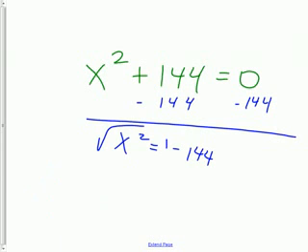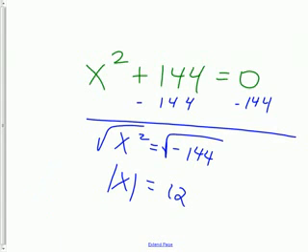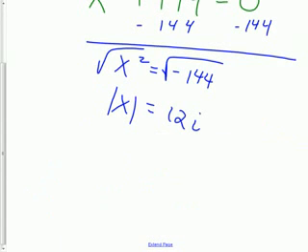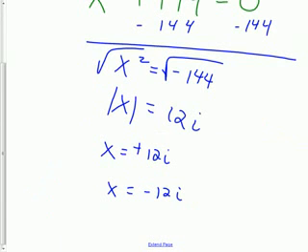But I can do a square root here. And the square root of x squared would be the absolute value of x equals the square root of negative 144. Do you remember how we write that? 12 what? 12i. And absolute value of something means that you end up with 2 answers. Plus 12i and minus 12i. Because remember, whether it's positive or negative inside the absolute value, it'll come out with the same answer. All right. So this one I could do this last way, which is algebraic.